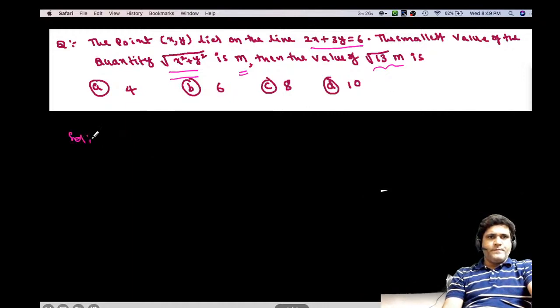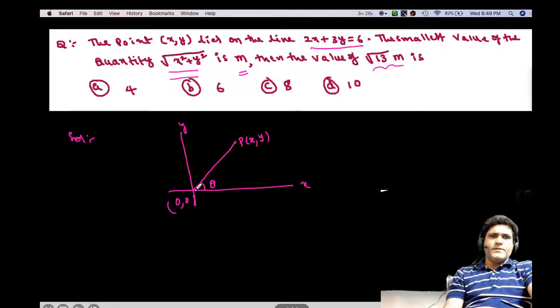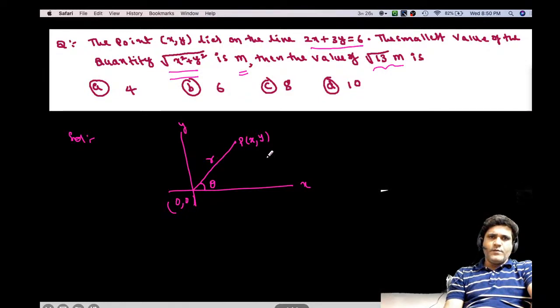See, this is the x-axis, y-axis, and this is the origin. Suppose this is the point P(x, y). If you join the origin and P, the line OP makes an angle theta with the positive direction of the x-axis, and the distance between the origin and P is r. The point (0, 0) is a fixed point, theta is the angle made by the line OP with the positive x-axis, and the distance between the fixed point and the variable point is r.